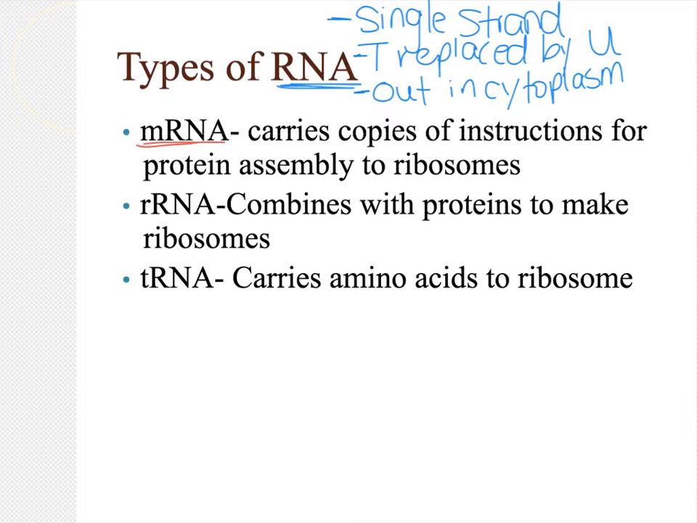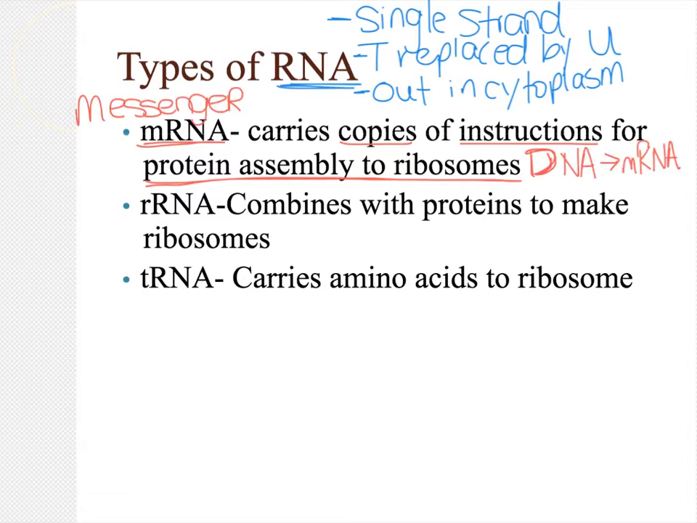The first one is mRNA. The M stands for messenger. What that means is that it takes a copy of the instructions to the cytoplasm and to the ribosomes to actually make the protein. So this RNA has a really important job. Since the DNA is stuck inside of the nucleus, we take a look at the code of the DNA, and from that code, we make messenger RNA so that it can then go out to the ribosomes.